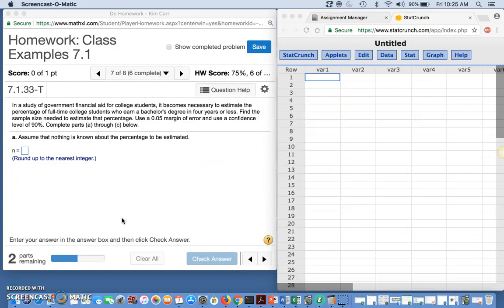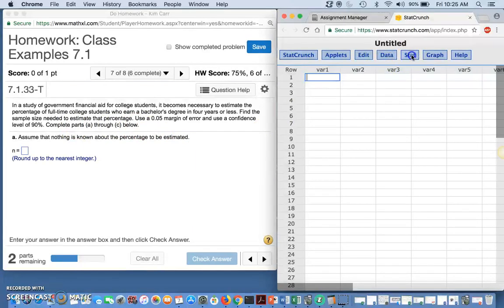Okay, this is the problem that we are trying to come up with the answer to here. Now, this margin of error can be tricky too. In the study, they estimate the percentage of full-time college students who earn bachelor's degrees in 4 years or less. Find the sample size needed to estimate the percentage. A 0.05 margin of error. So the width would be 0.1. It's twice the margin of error. Width's going to come into play when we get to StatCrunch. Use a confidence level of 90% and complete parts A through C below.